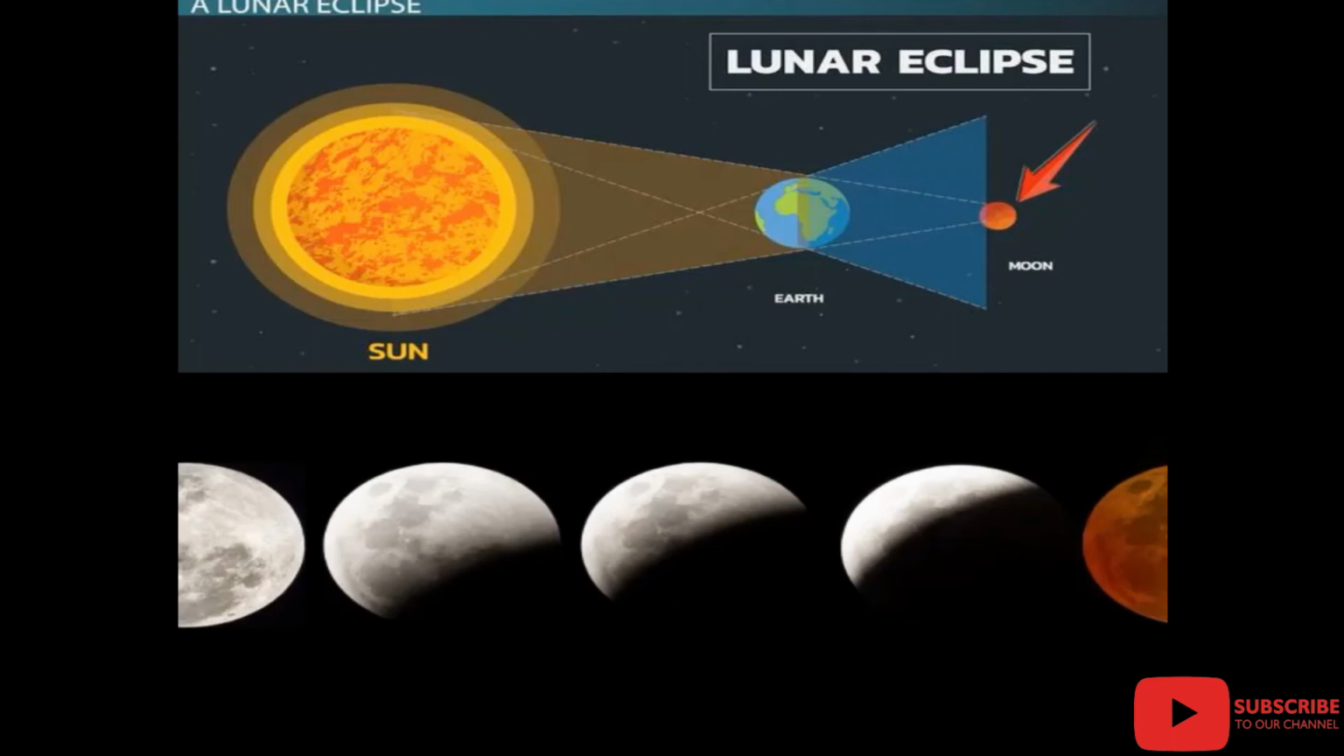So this is the picture of the lunar eclipse. You can see the earth's shadow falls on the moon. The moon will be hidden. It will not be visible to us. Earth comes in between the moon and the sun, so the shadow hides the moon. At that time the moon will not be visible in the sky. That is called a lunar eclipse.